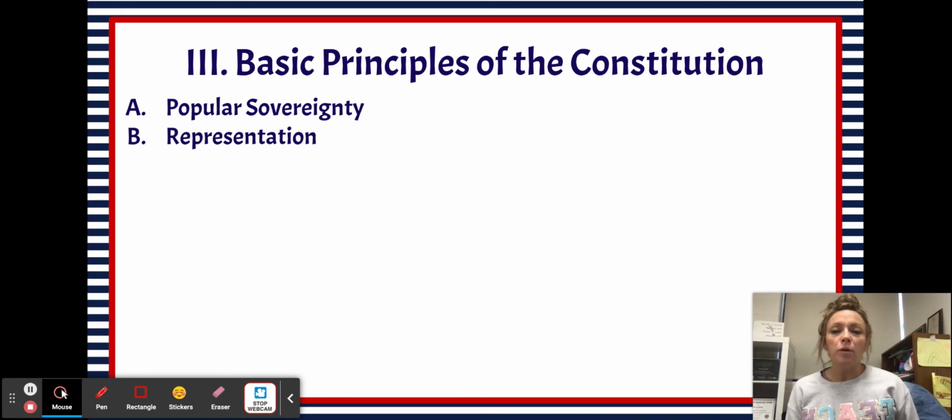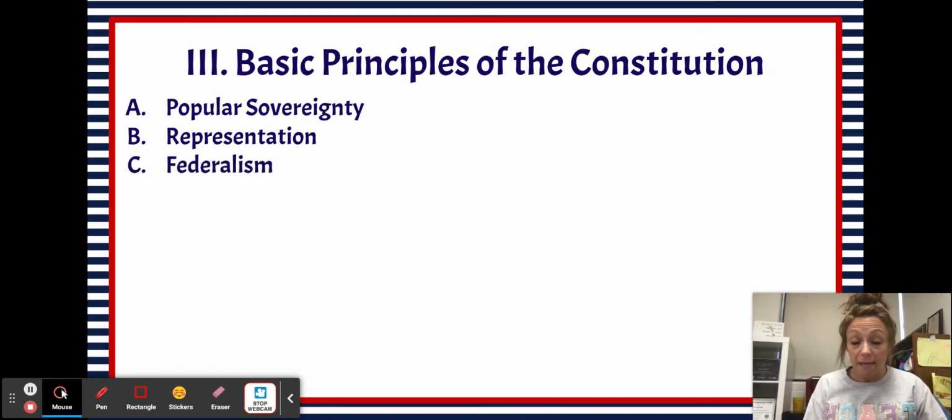Next, we've got representation. This was a huge component of the Constitution because our founding fathers wanted to make sure that we were represented in our government. So how are we represented in our government? Well, people are elected to represent us to make those decisions about government.